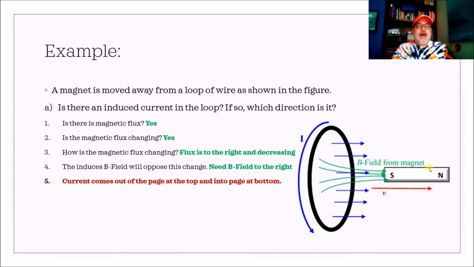So is there flux? Yes. This is the south end of the magnet, so magnetic field lines will be passing to the right through the loop. So we have flux, and it is changing because as we move the magnet away, the magnetic field strength will be decreasing. So our flux is to the right, but decreasing. We don't want it to decrease. We want it to stay the same. So the loop will produce a magnetic field to the right to help support the decreasing flux to the right. That means, hey, the current's going in the same direction as last time.